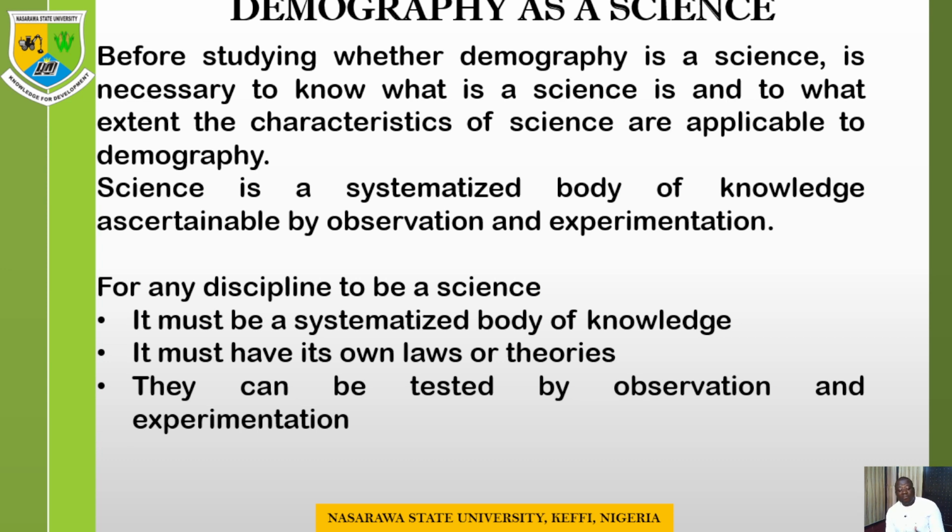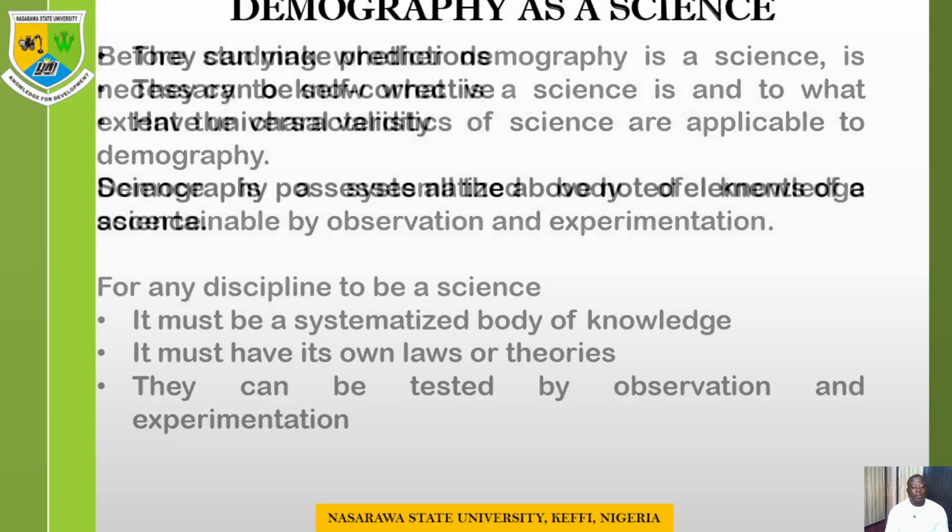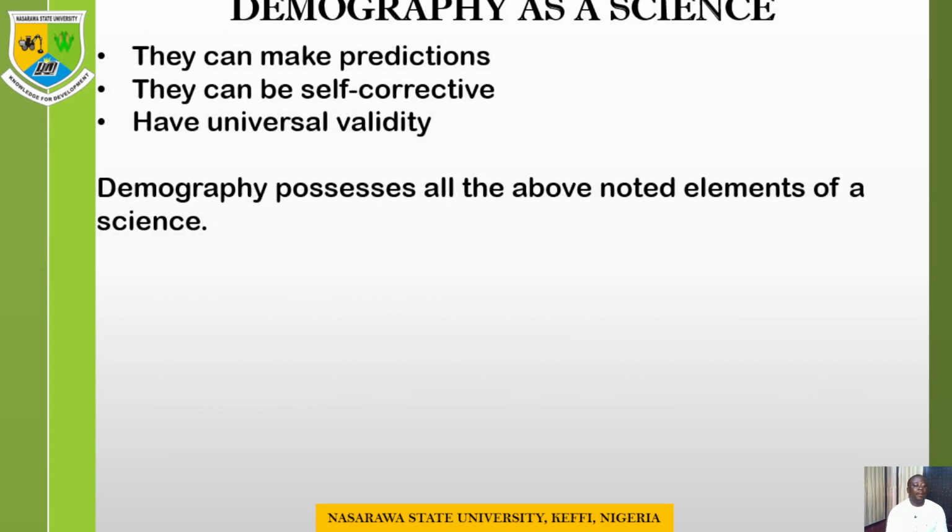Then it must have its own laws and theories. For anything to be a science, it must have its own laws and theories. Another one is that they can be tested by observation and experimentation. Another key feature is that they can make prediction.